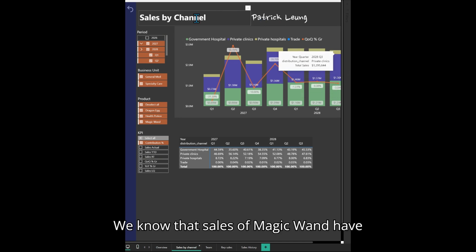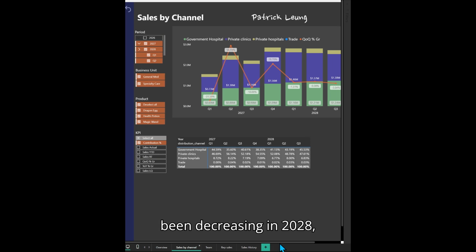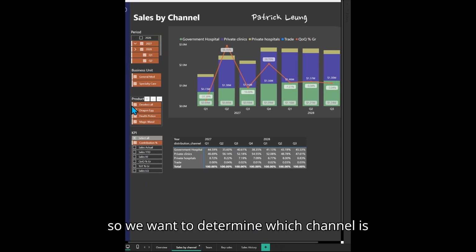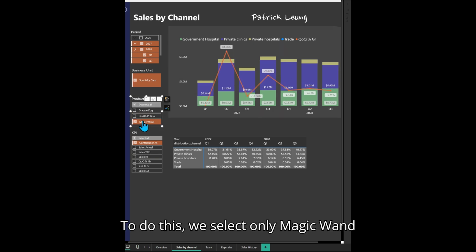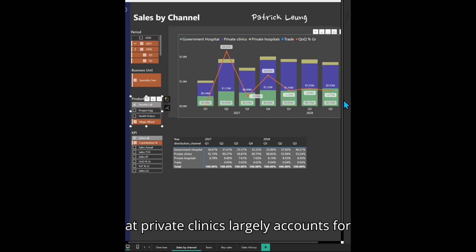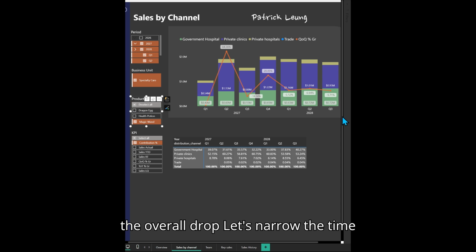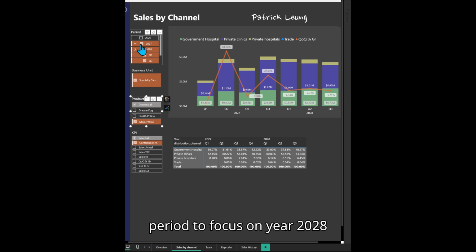We know that sales of Magic Wand have been decreasing in 2028, so we want to determine which channel is most affected. To do this, we select only Magic Wand. The graph shows that the decline in sales at private clinics largely accounts for the overall drop. Let's narrow the time period to focus on year 2028.